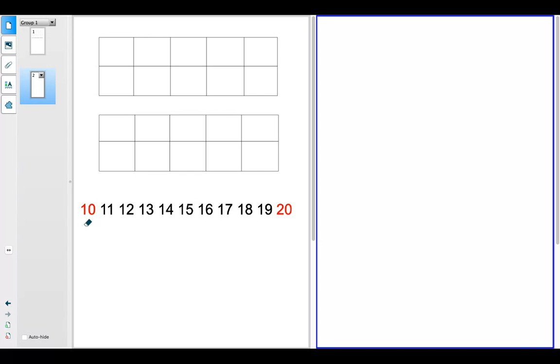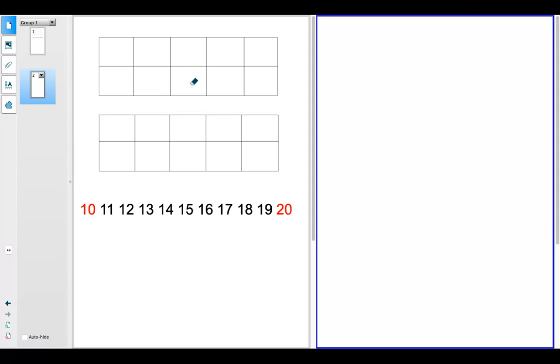So let's count from 10 up to 20. Ready? Count with Mrs. Huber. 10, 11, 12, 13, 14, 15, 16, 17, 18, 19, 20. Okay, so again, the teen numbers are all the numbers between 10 and 20.